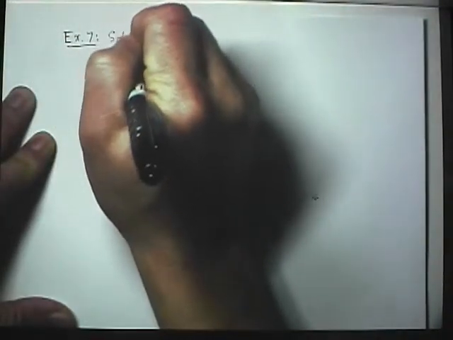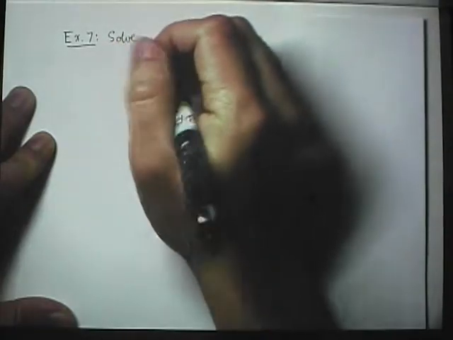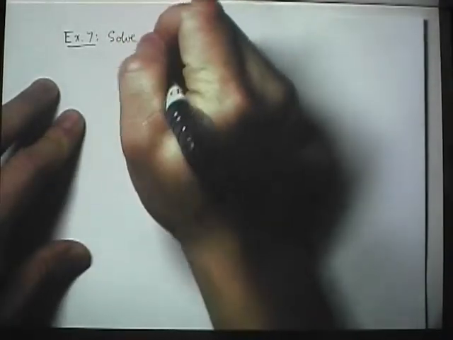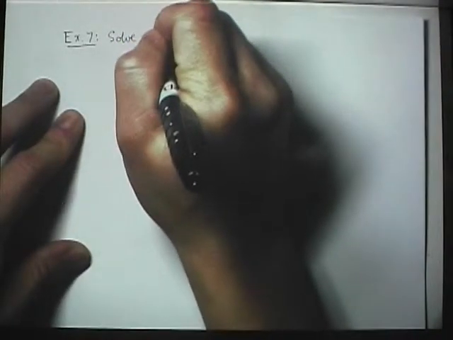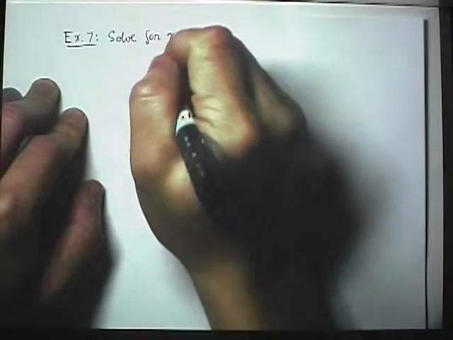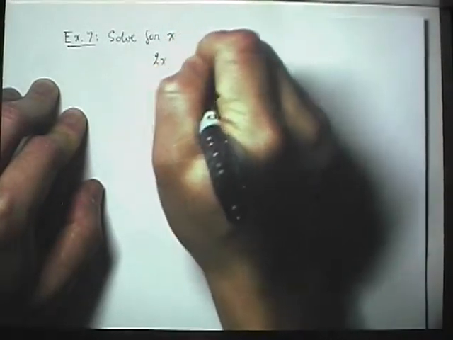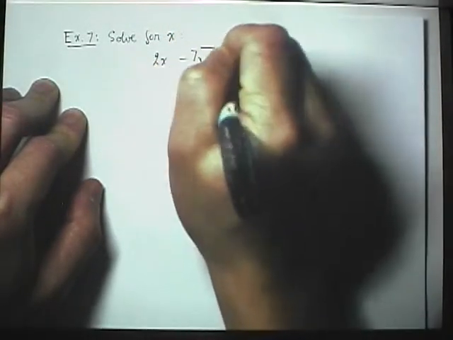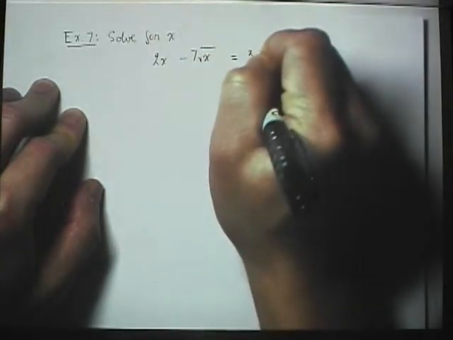Okay, so in example number 7, once again, let's try to have some more problems with quadratic-like equations. So here we want to solve for x once again. Okay, and the equation that we have this time is looking a little bit strange. How about 2x minus 7 square root of x equals 30.